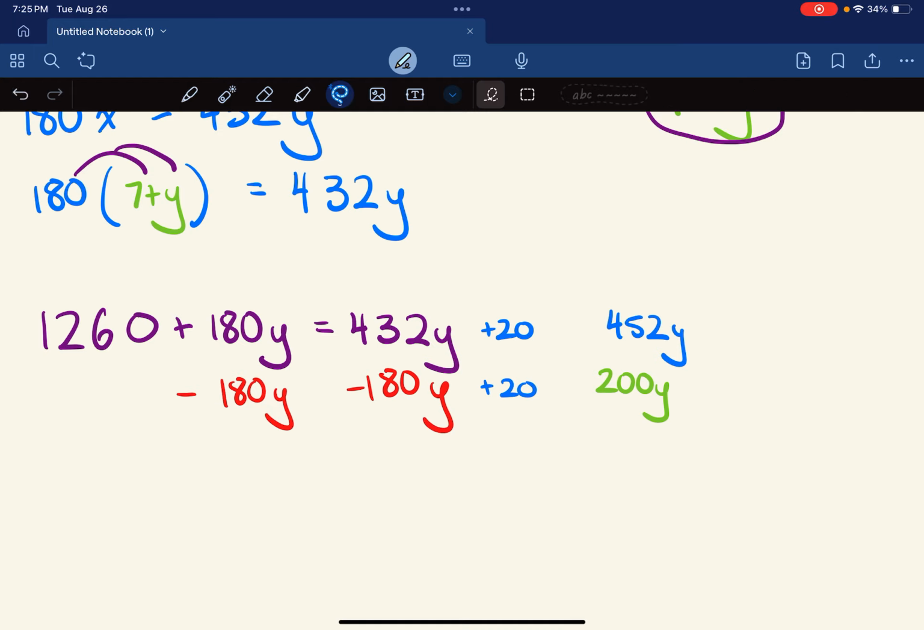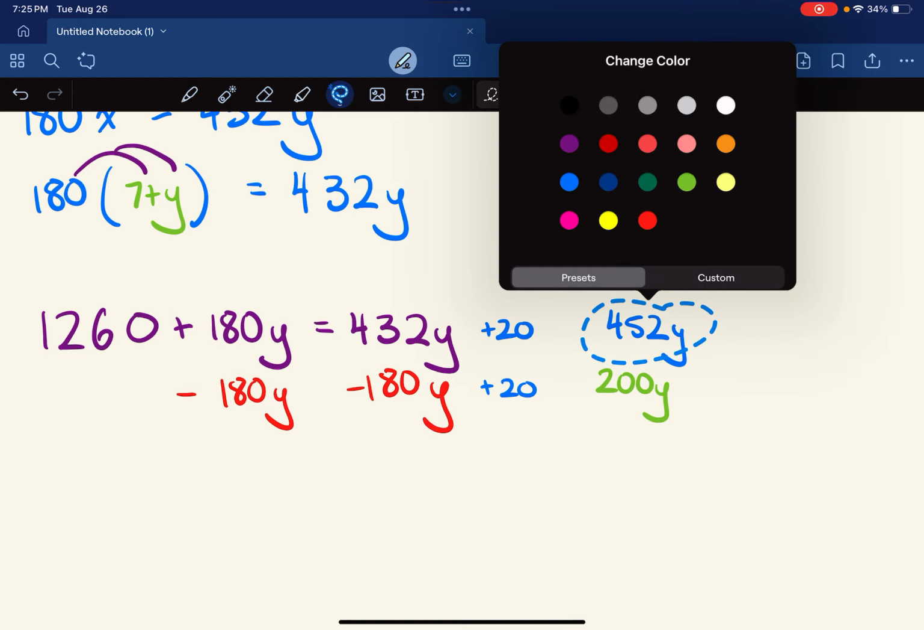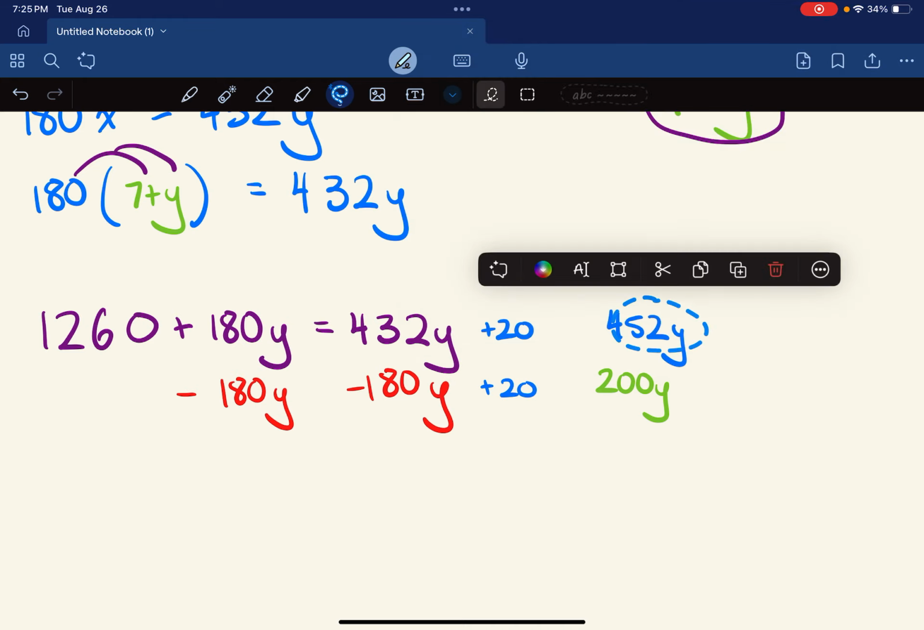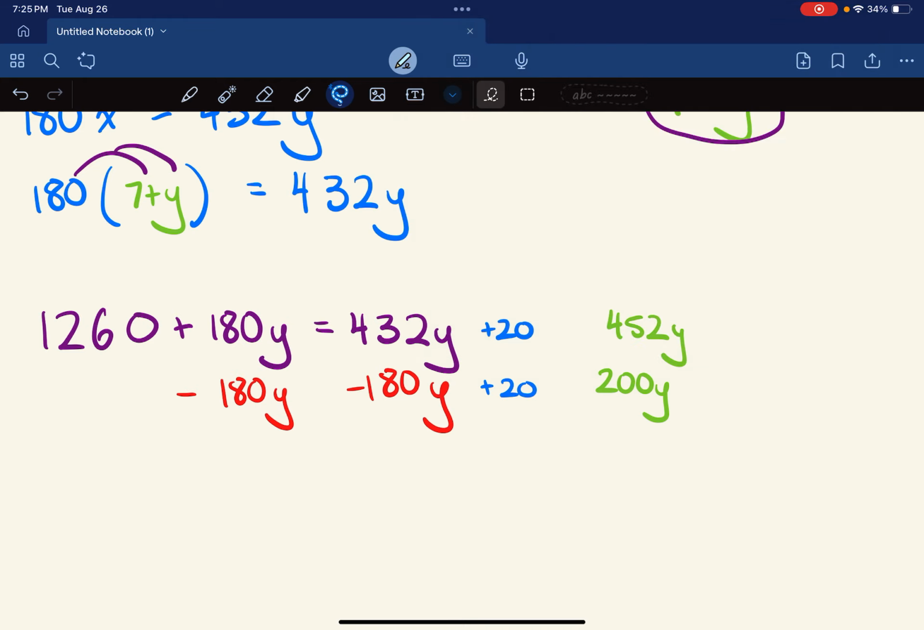I don't know why I didn't choose a different color here. I really wish I would have gone with my lime green. Oh, why did that not change to the lime green? Is that the same lime green?